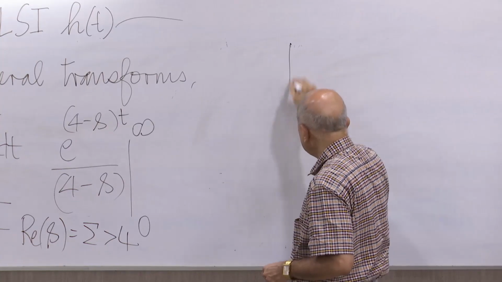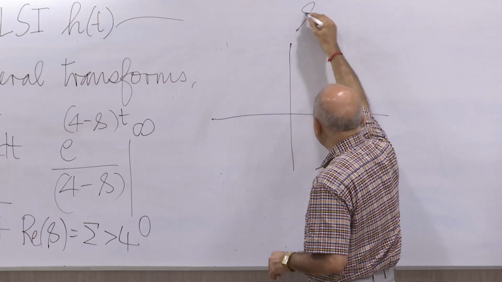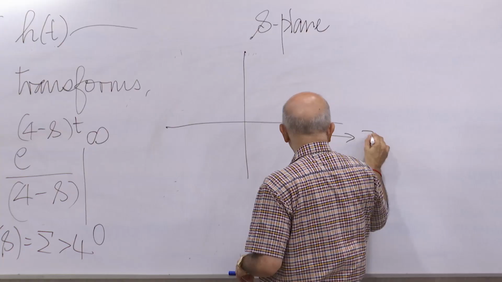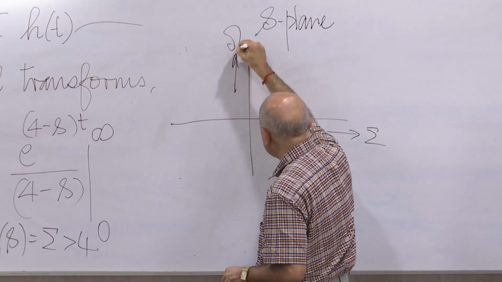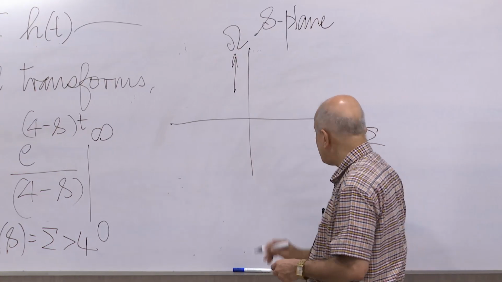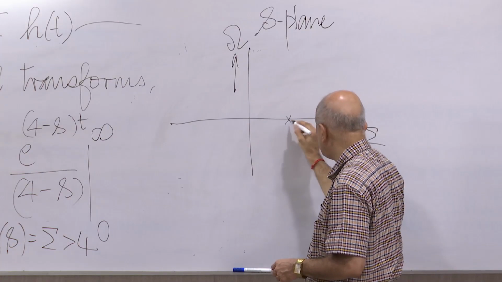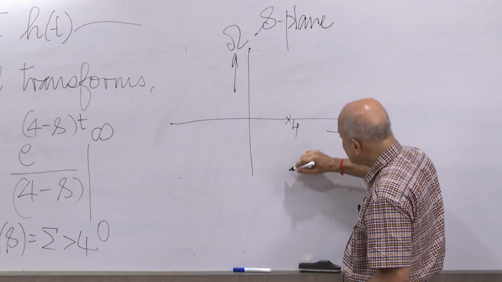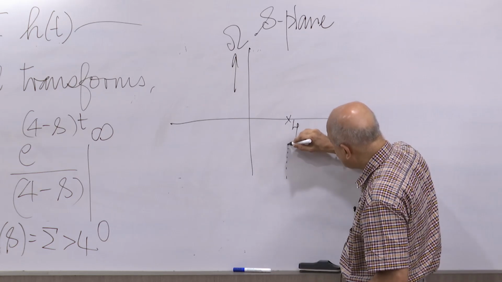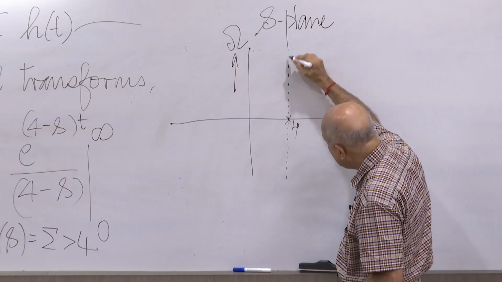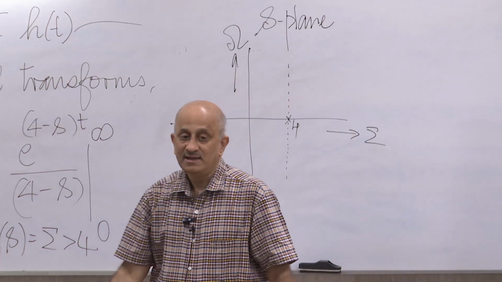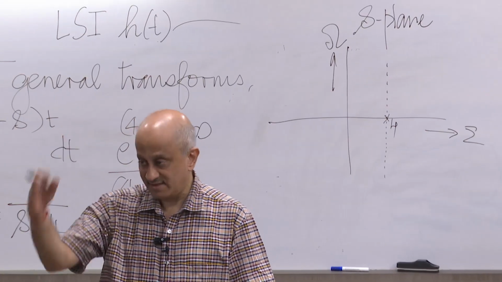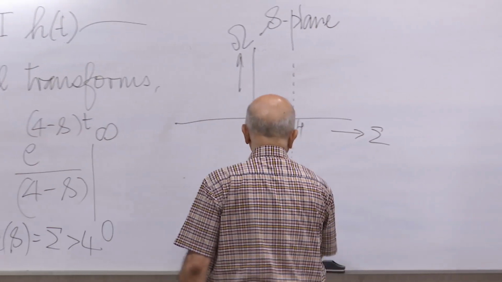This is the s plane, the complex plane. This is sigma, this is capital omega, and this is sigma equal to 4. Now, if sigma is equal to 4, what is that contour? What is that curve in the s plane? It's a straight line perpendicular to the real axis. Essentially, it's parallel to the imaginary axis, isn't it? Sigma equal to 4.